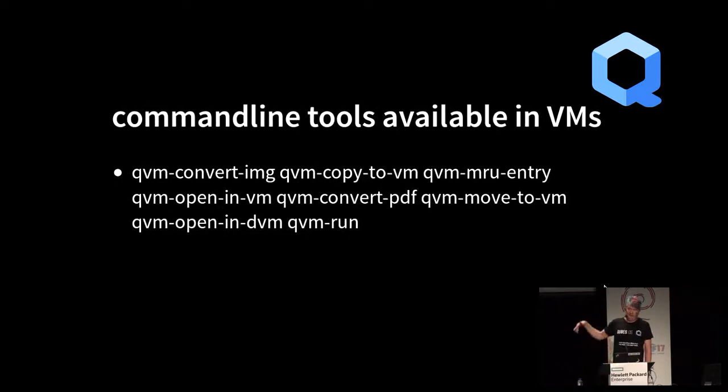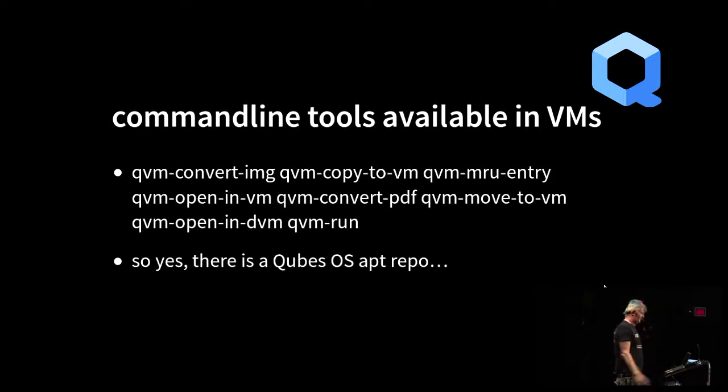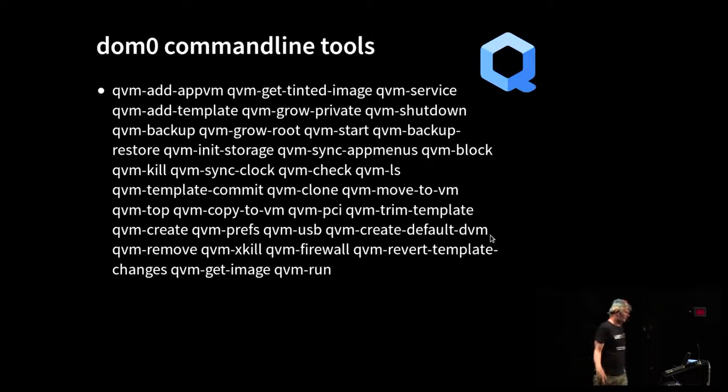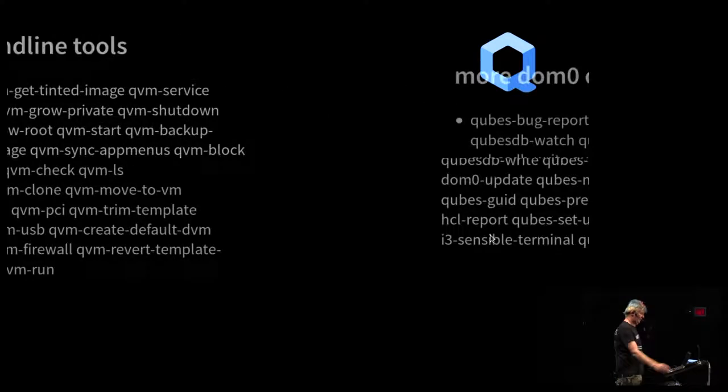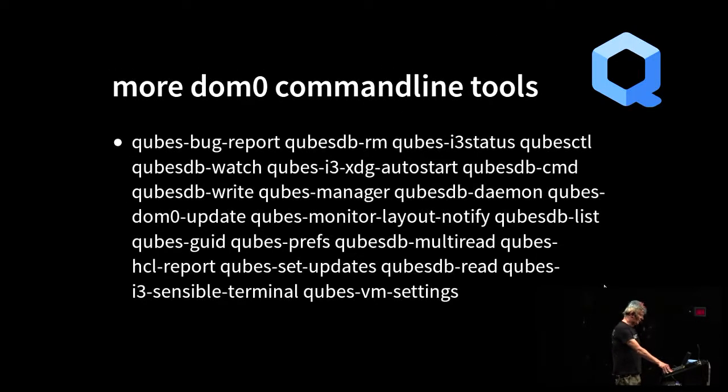And as said, there are many command line tools. These are the tools which are available in the VMs. So there's convert image, copy to VM, MRU entry, I don't know. Open DVM is the disposable VM. And so this also means there's a Qubes apt repository which the Qubes Debian VMs use. And that would also be something which might be interesting to get into Debian proper one day. And Dom0 has a lot more commands. These are for VMs. And these are more for Qubes Manager and Qubes Database and stuff. Those are mostly, if not all, written in Python.